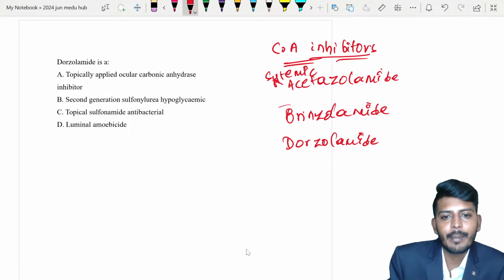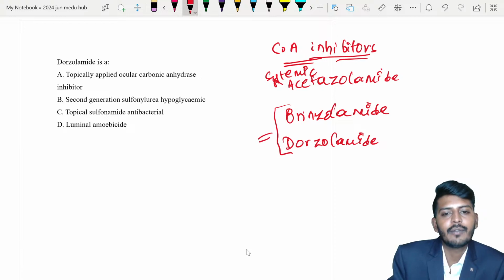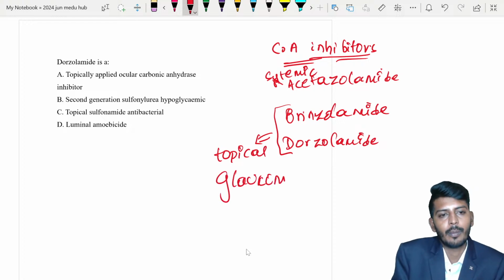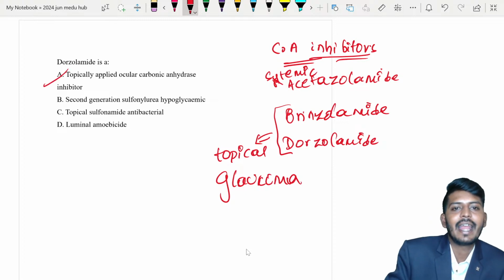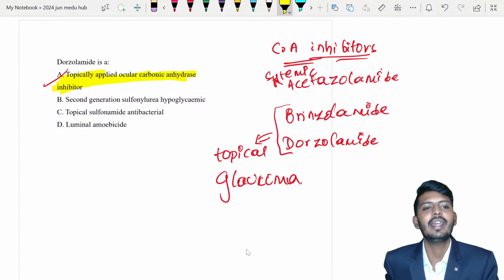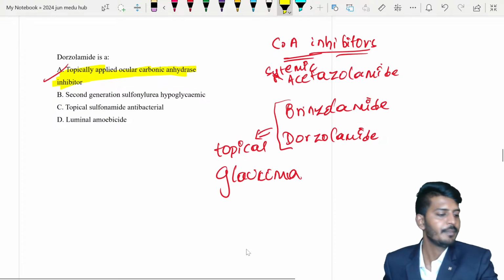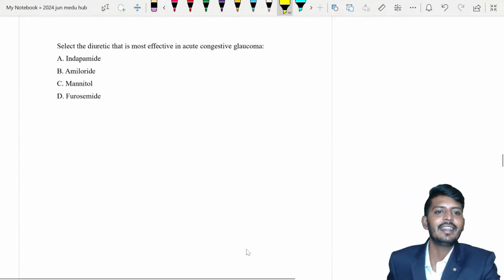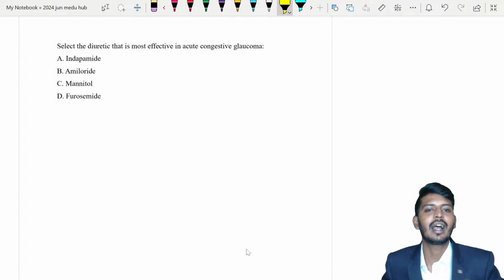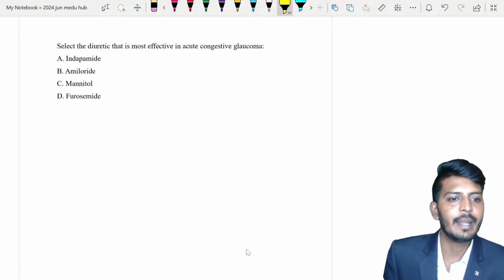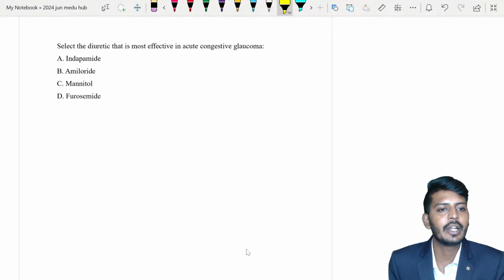Okay, brinzolamide and dorzolamide, both of them are topical carbonic anhydrase inhibitors which are used in glaucoma. So the answer is applied in an ophthalmological preparation for your glaucoma. Okay. Let's go to the next aspect. Select the diuretic that is most effective in acute congestive glaucoma. The options are indapamide, amiloride, mannitol, and furosemide.